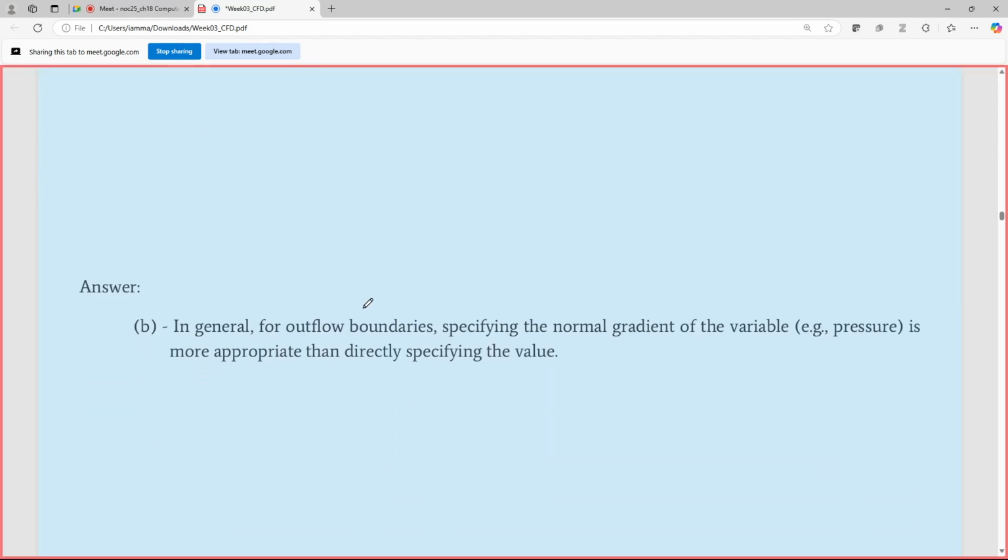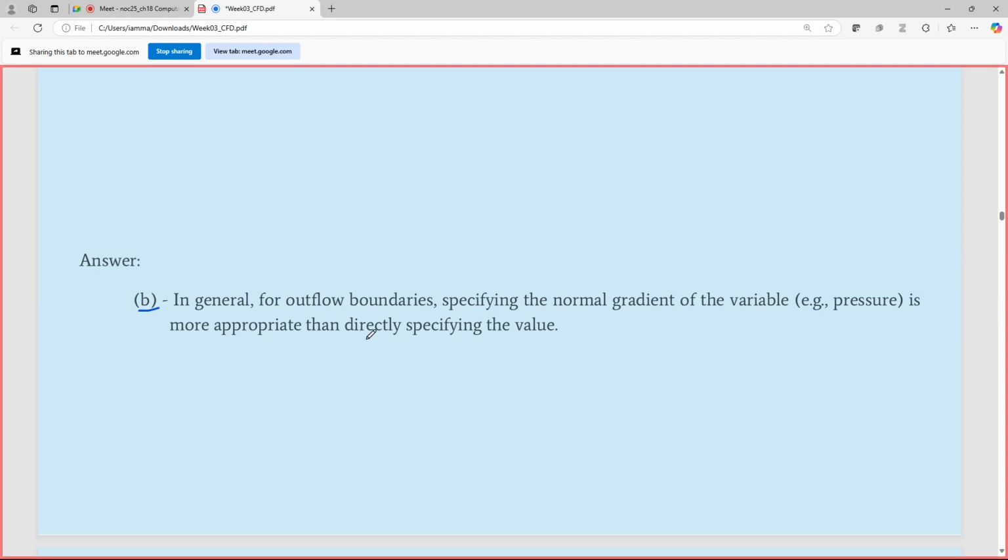Yes, you're right. The answer is option B, because for outflow boundaries, it is better to specify the gradient of the variable. Here it was said that both inlet velocity and pressure are known, but it is better to give the gradient of the variables at the outlet boundary so that the discretization and solving become easier.